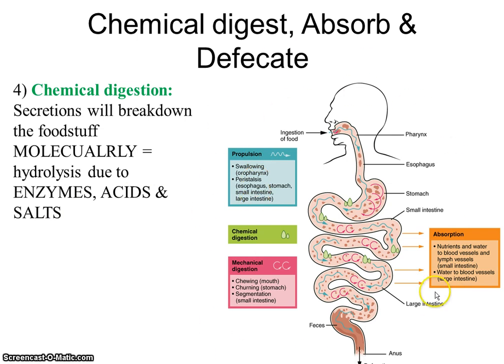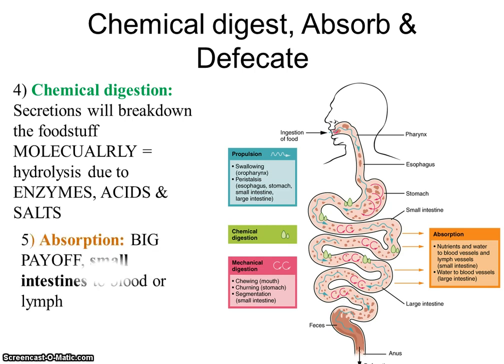This is a lovely cartoon to give you the overview of all the processes together. It's really nice to have in front of you to think about what we are supposed to get done here. They color code this to go with these boxes. Then absorption is when we finally pick this up, and you'll notice the absorption they have shown here appropriately, all in the small intestine. The big payoff: small intestine to the blood or lymph.